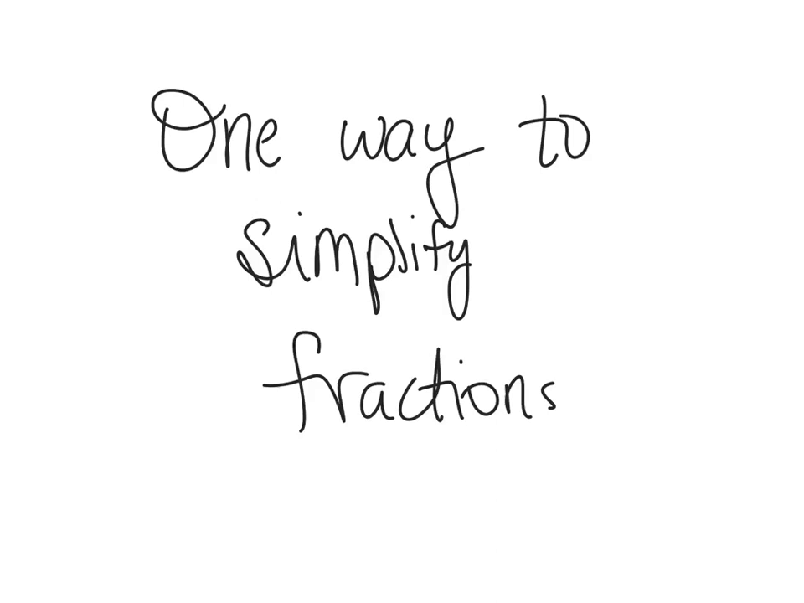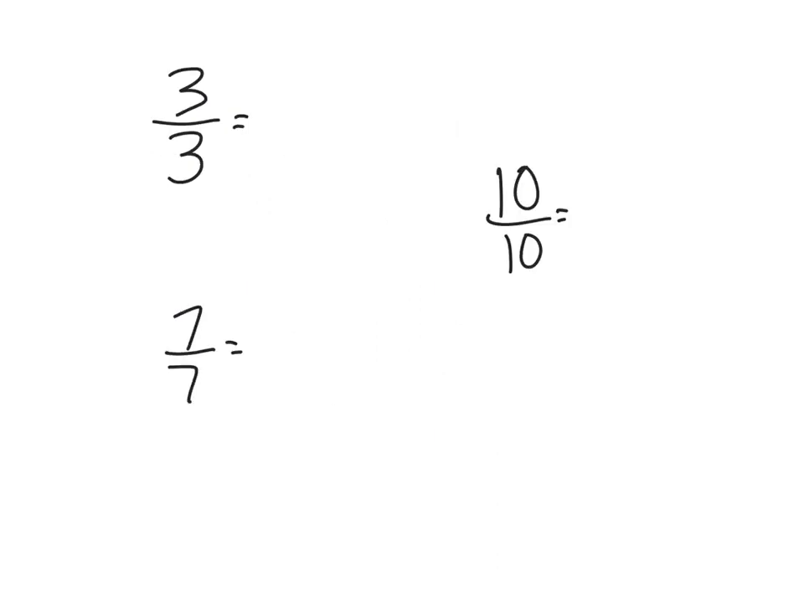I'm going to make this video on one way that I think helps to simplify fractions. In order to use this method, you need to know this fact: any number divided by itself, if you have a fraction with the same number on the top and bottom, equals 1. So 7 over 7 is 1, 10 over 10 is 1.